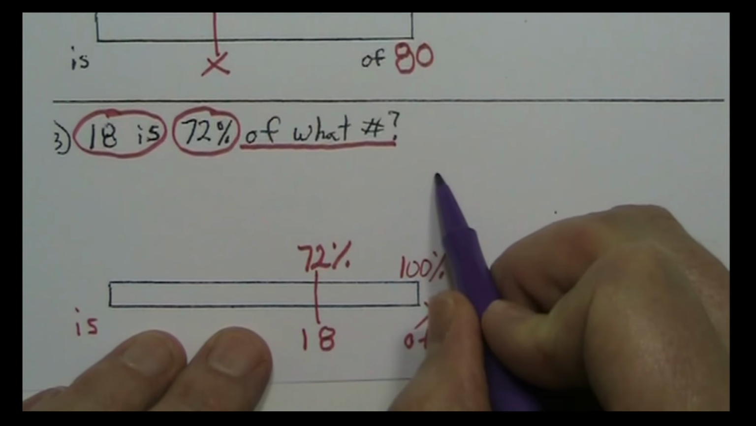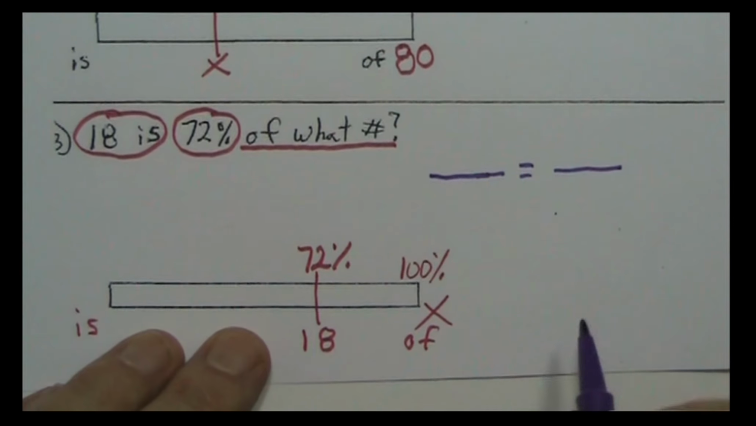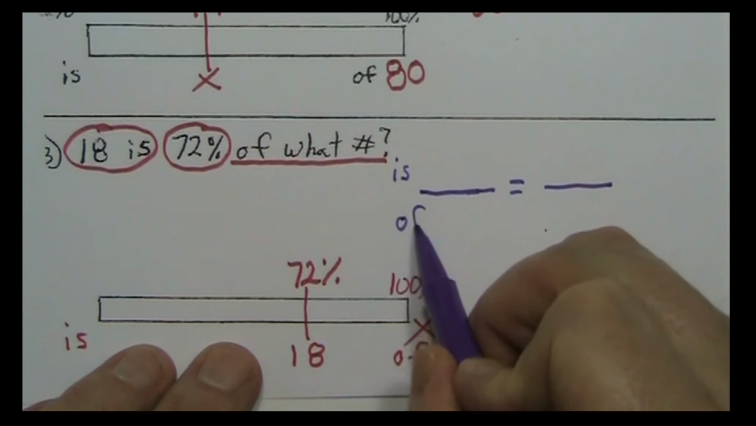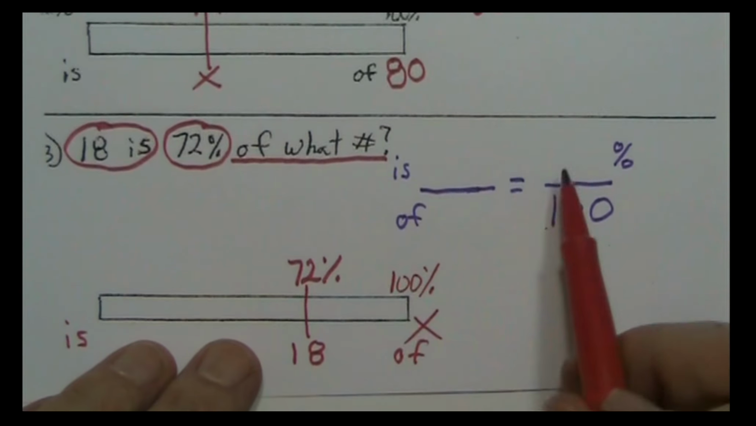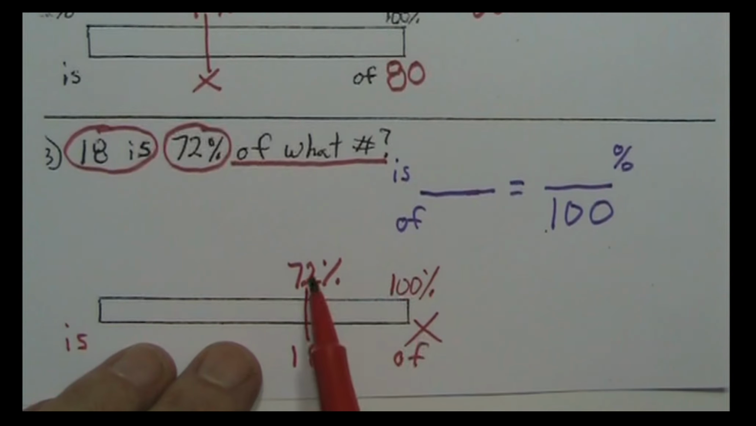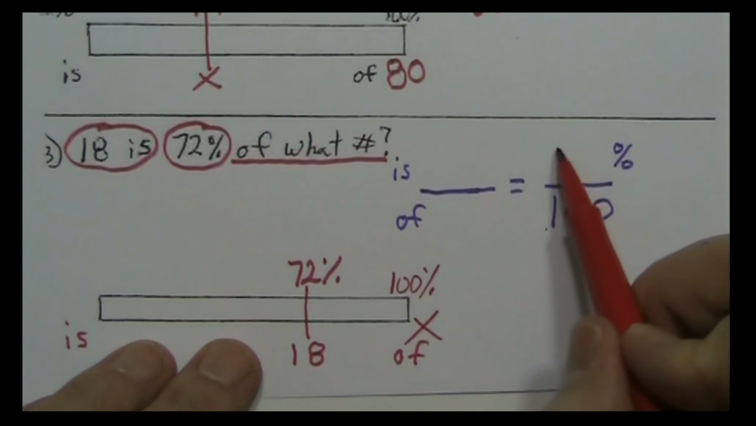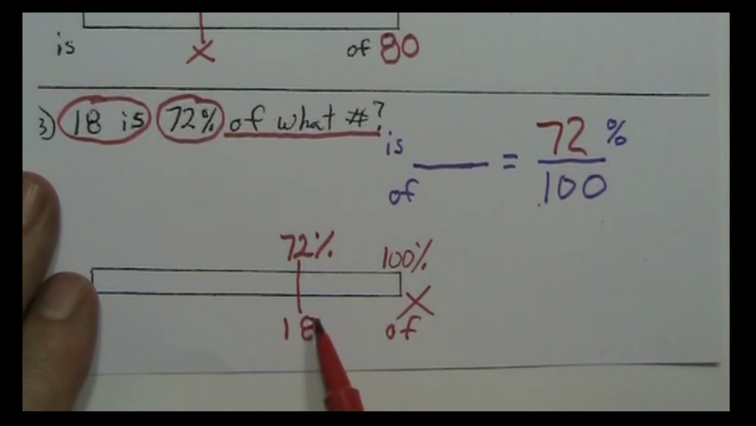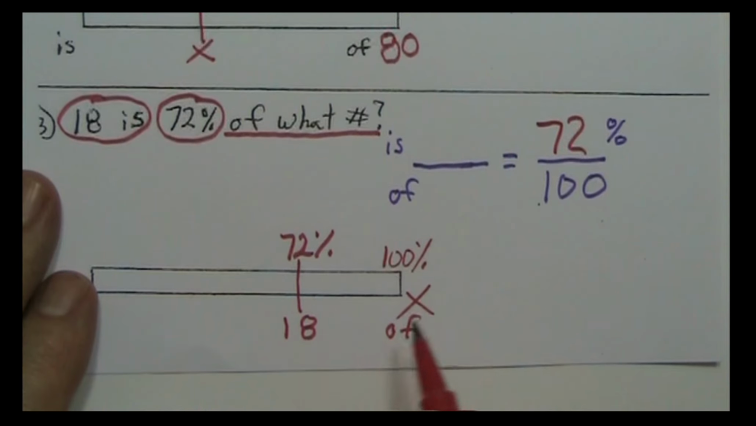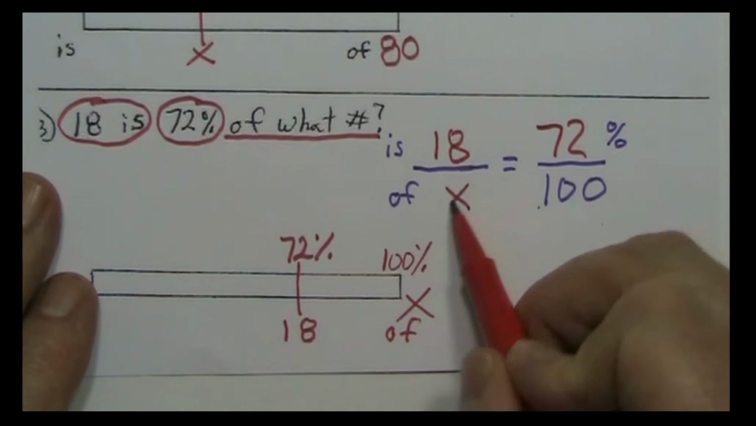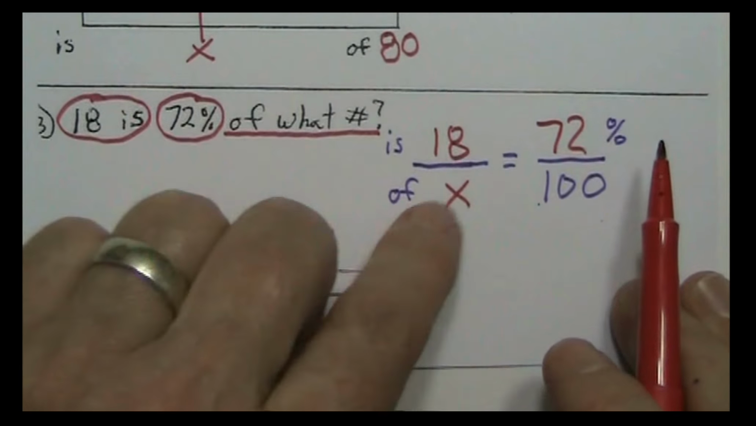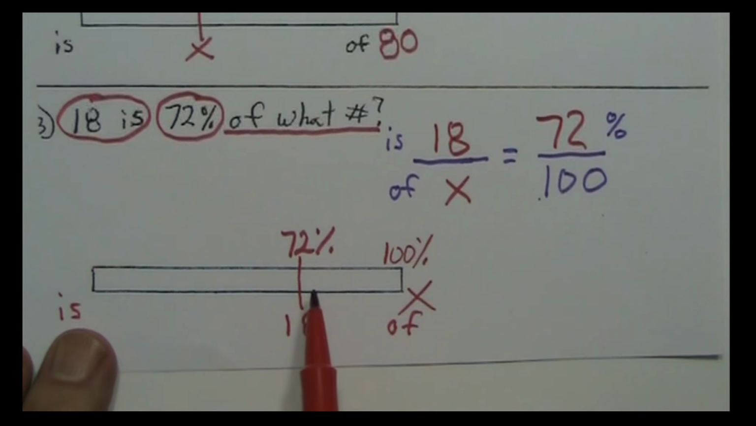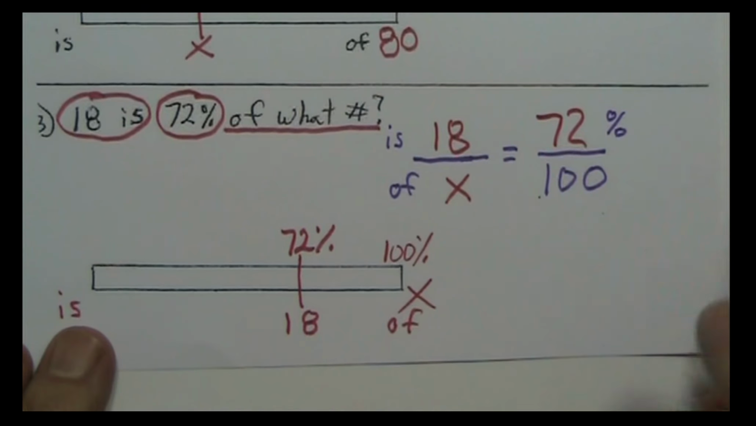So what do we have? I'll make my proportion. This is the is, of, percent, 100. We can do the percent one first. Notice it's 72% and 100% go together, 72 over 100. And the other one, 18 out of something. 18 out of something is the same thing as 72 out of 100, or 72%. Okay, so now we've set everything up. We've shown it with a model, where the numbers are, what we're missing, and we've shown it with a proportion.